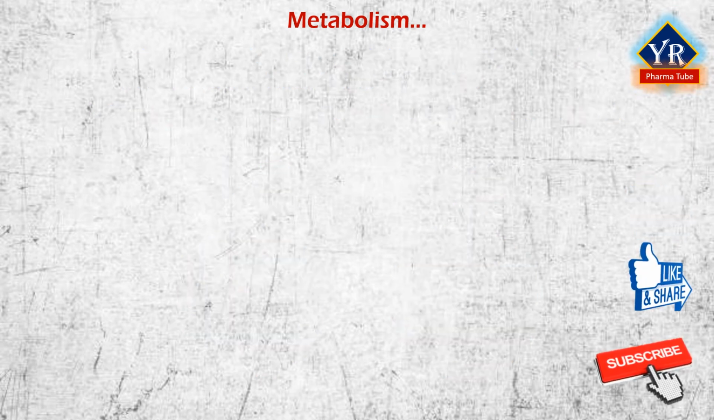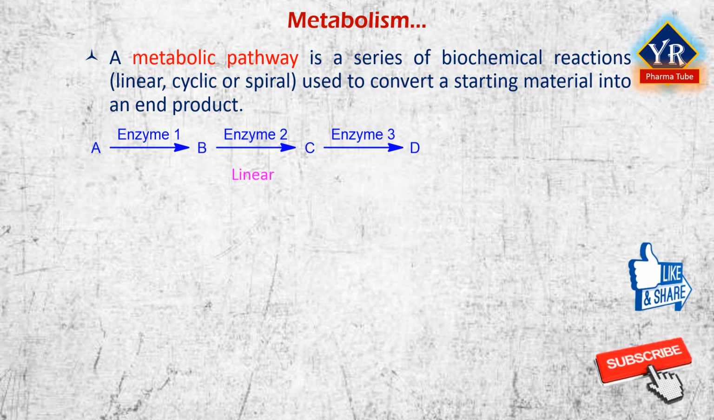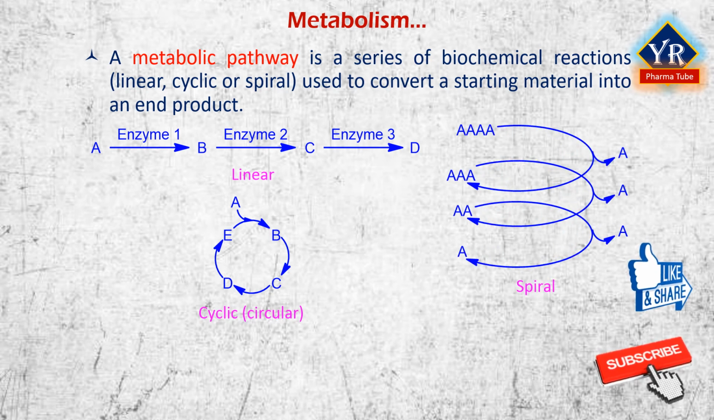The metabolic reactions that occur in a cell are usually organized into sequences called metabolic pathways. A metabolic pathway is a series of consecutive biochemical reactions used to convert a starting material into an end product. Such pathways may be linear, in which a continuous series of reactions generates a final product, cyclic, in which a series of reactions generates the first or initial reactant, or spiral, in which a series of repeated reactions is used to break down or build up a molecule.